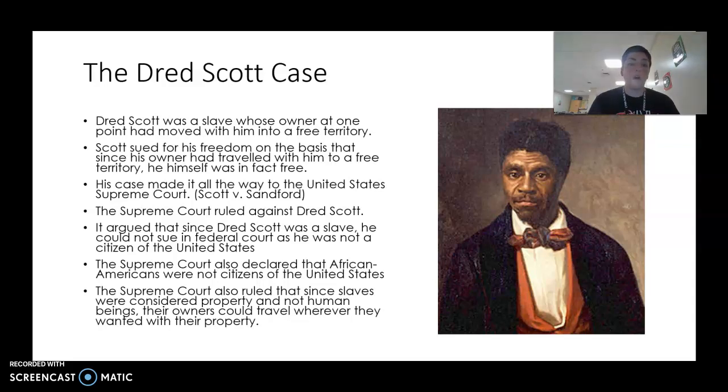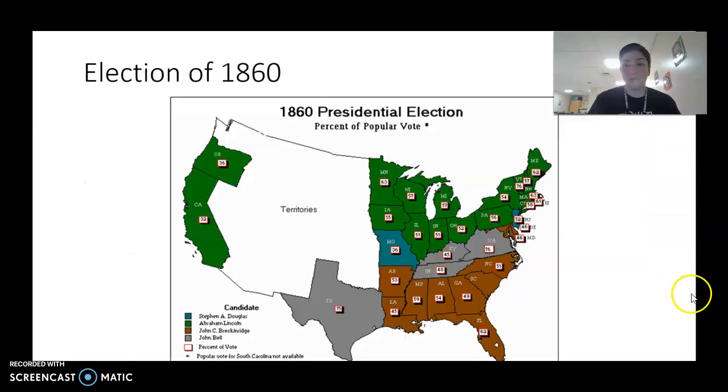The case made it all the way up to the Supreme Court. But the Supreme Court ruled against Dred Scott. So because in the United States at this time, he was not considered a citizen because slaves were not considered citizens in the United States, he wasn't even allowed to sue for his freedom. So the Supreme Court basically said, well, not only do we disagree with you, but we're not even recognizing you as a citizen. So you can't even have this court case. So we're ruling against you.